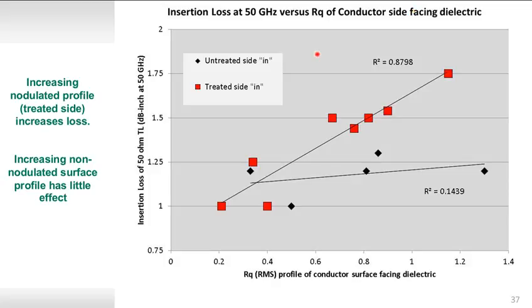So in this slide, what we've done is reduce the performance to a single figure of merit: look at the insertion loss of 50 ohm transmission lines measured at 50 gigahertz, and then plot this against the RMS profile of the conductor surface facing the dielectric. When the treated side is facing inwards, which is where the electric field is concentrated, you see that as you increase the RMS profile, the insertion loss increases. But with the untreated side in, so now kind of the bare mountains without the nodules on it, we see that there's much less effect of the surface roughness on the insertion loss.